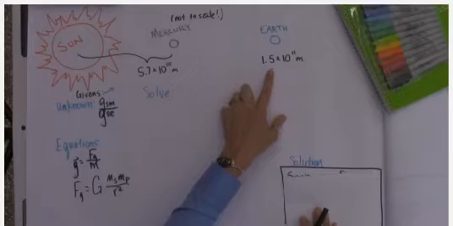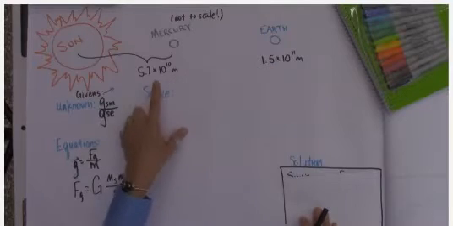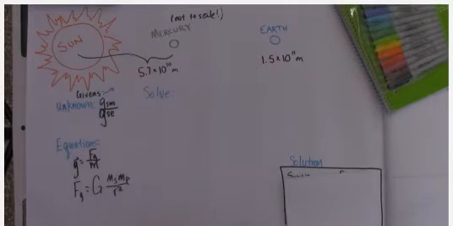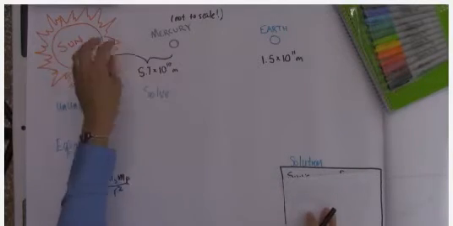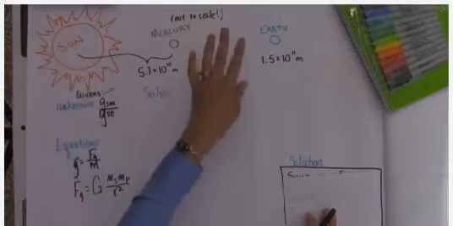Okay, so we've got a problem here talking about the force of gravity and gravitational fields on planets. So this one's kind of a thinker. The question asks, if Earth is 1.5 times 10 to the 11 meters away from the Sun, and Mercury is 5.7 times 10 to the 10th meters away from the Sun, how do the gravitational fields compare? The gravitational field of the Sun on Mercury compared to the gravitational field of the Sun on Earth.